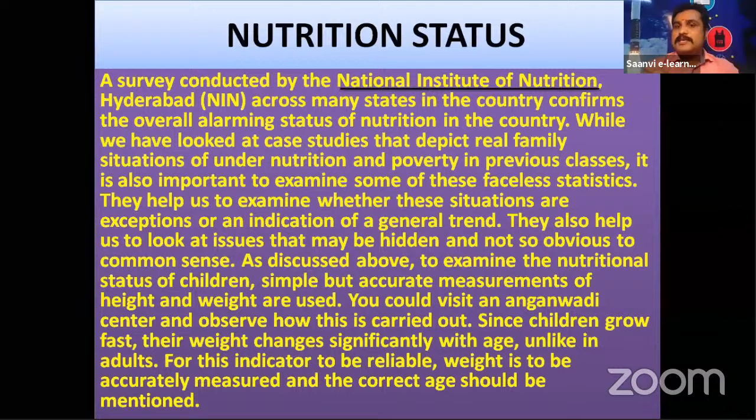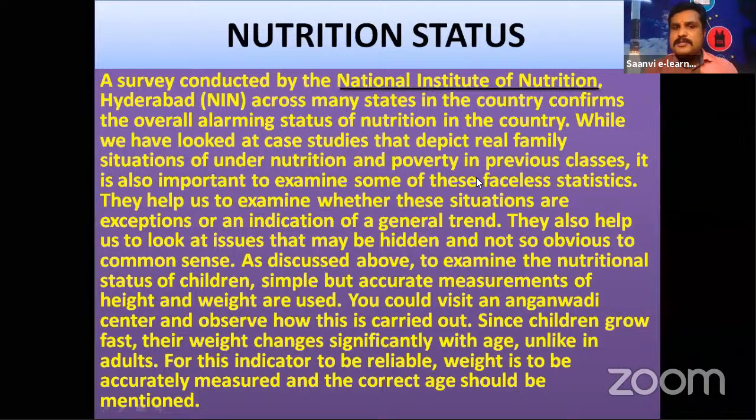As discussed above, to examine the nutritious status of children, simple but accurate measurements, height and weight, are used. Very carefully listen to these two terms, height and weight. You can see in Anganwadis, if you have an Anganwadi closer to your home, whenever a mother takes her child for vaccination or anything, they will check the height of that particular baby and the weight. Both they will measure and record somewhere, because age-wise height and weight they usually check in Anganwadis.